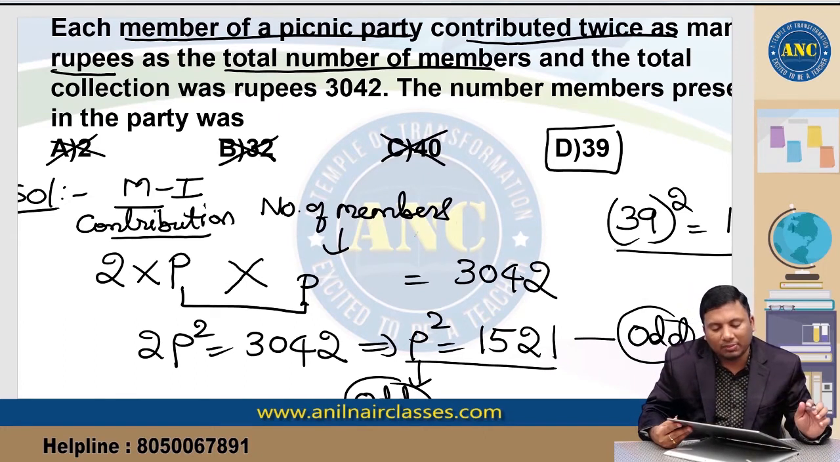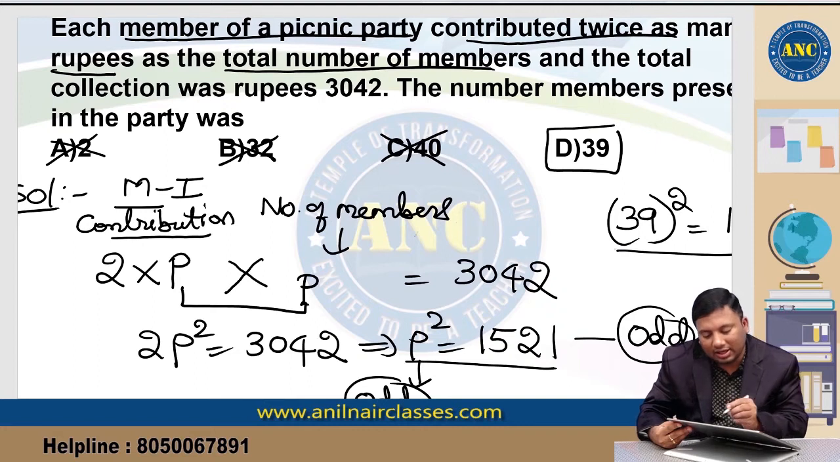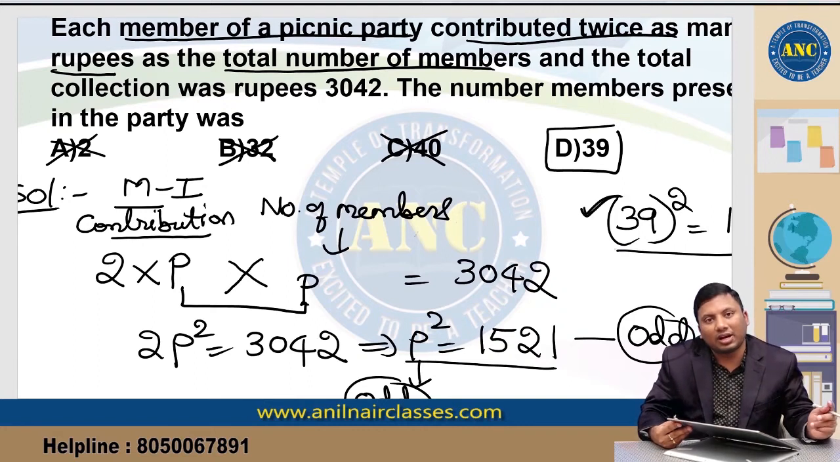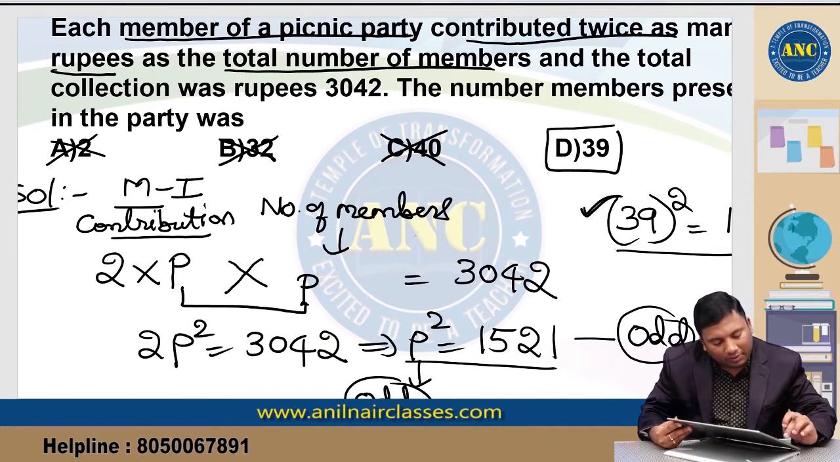This is a traditional method. Now you might get a doubt, what if instead of 39, 29 is there? What if instead of 39 some other odd number is there? That also we will do. So P square is 1521, P value is 39. Another idea is how you can find out 39 whole square as 1521. That also we will discuss. First method, I hope it is clear, right?